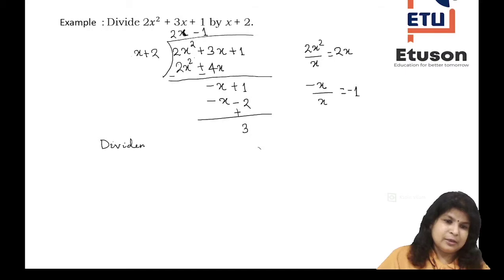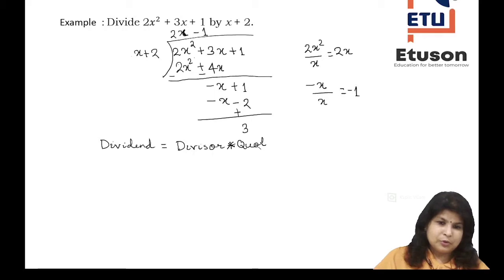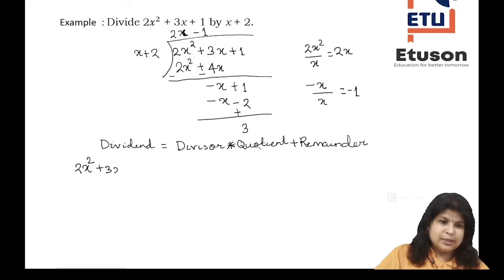It is in the form of dividend is equal to divisor into quotient plus remainder. Okay. So in this particular case, what is the dividend? 2x square plus 3x plus 1 is equal to x plus 2.